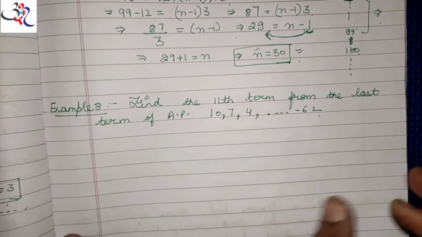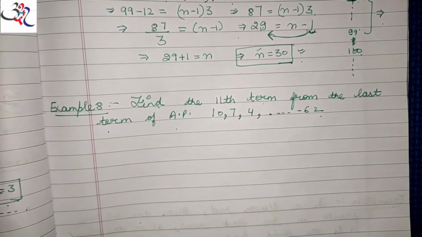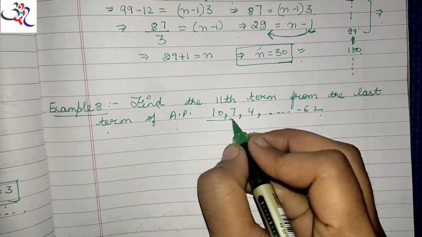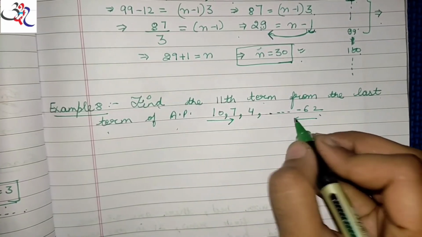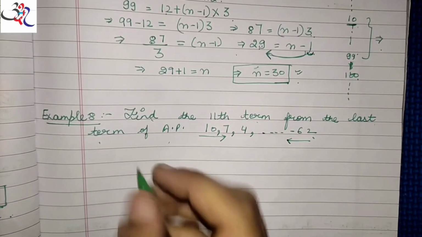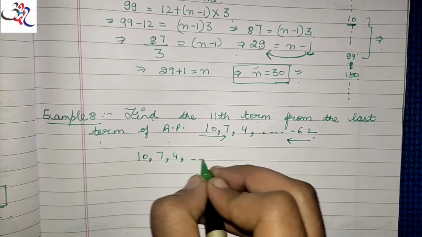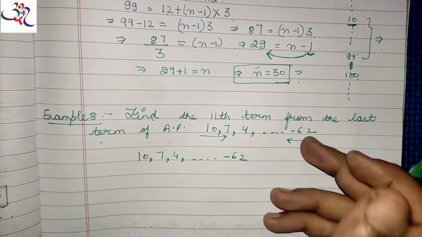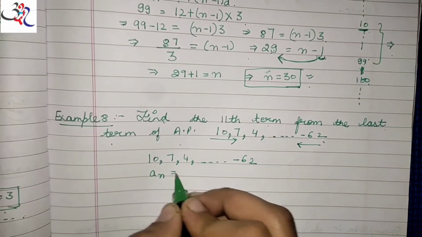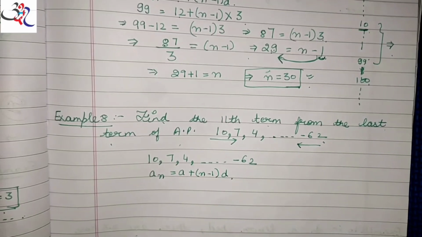Okay, next question: find the 11th term from the last term of the AP. Till now we were talking about from the starting, now they are asking from the last term of the AP. So how to find from the last term? Let's first find out how many terms are there, then we will find the 11th term from the last. How many terms are there? By using this formula only.